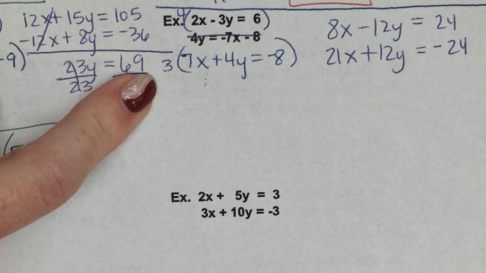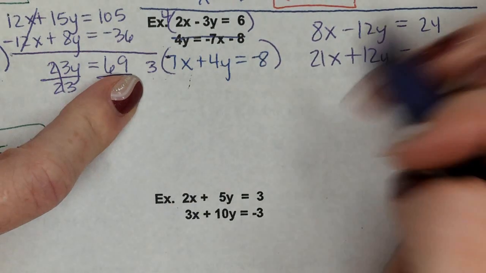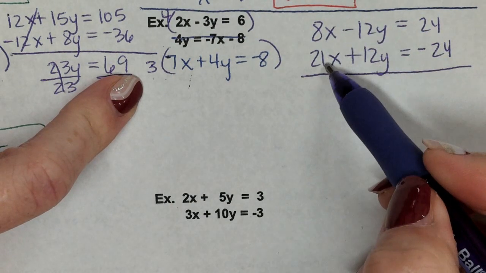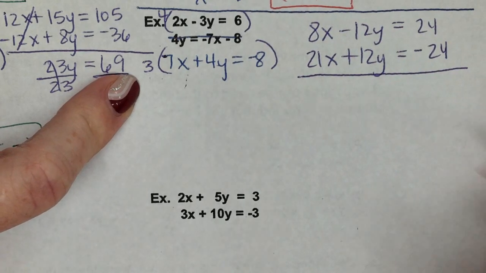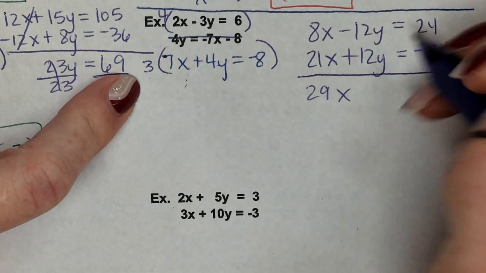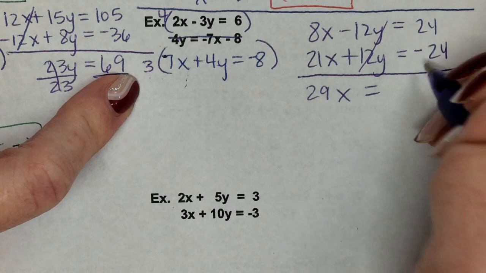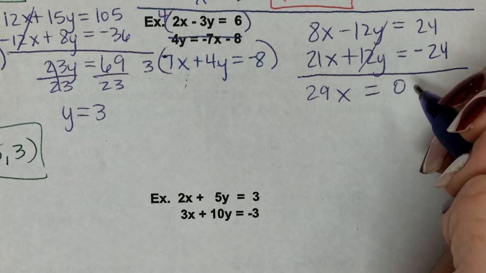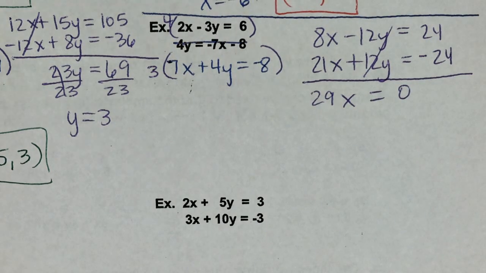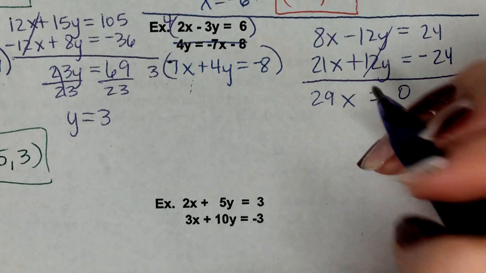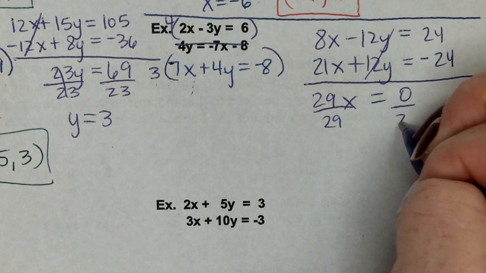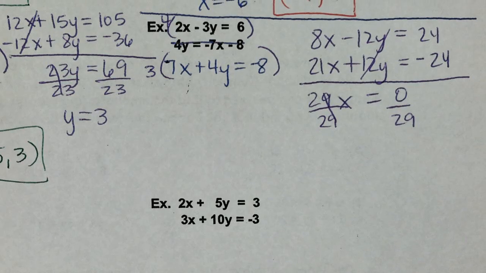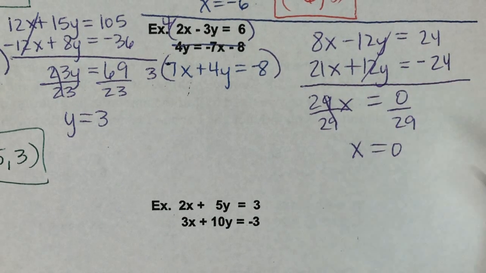Are we okay? All right, so now I go solve. 8 plus 21 is 29x. These cancel, eliminate. 24 plus negative 24 is 0. Don't forget that you can write 0. You have to have something on the left side and the right side, yes? So that is just a 0. I divide by 29, and what is 0 divided by 29? 0. So the value of x is 0. Can you have an x that's a 0? Absolutely.